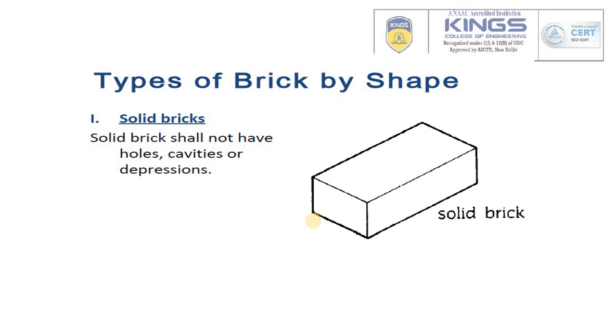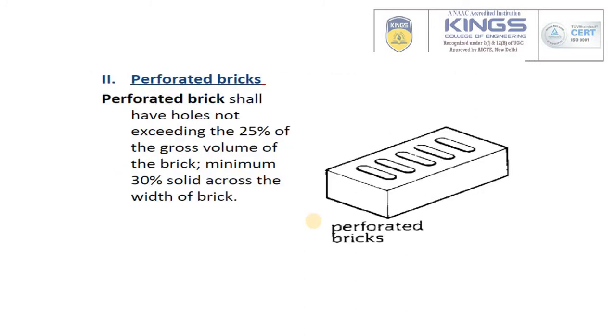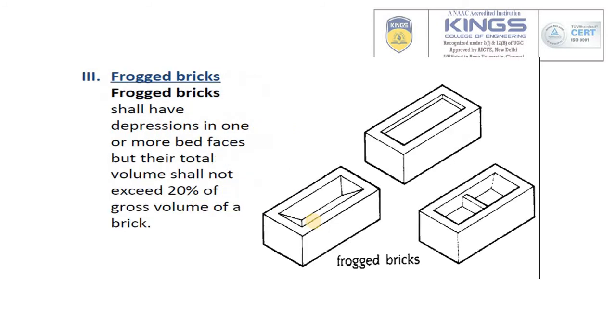Perforated bricks have holes not exceeding 25% of the gross volume of the brick. After that, frogged bricks. They have depressions in one or more bed faces, but their total volume shall not exceed 20% of the gross volume of the brick. Those are called frogged bricks.